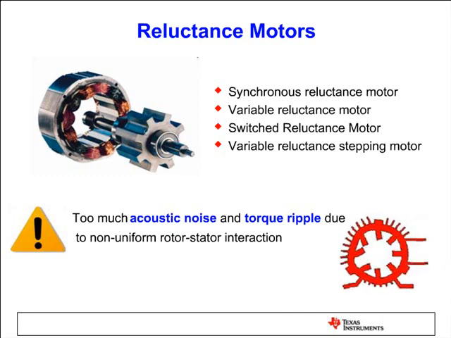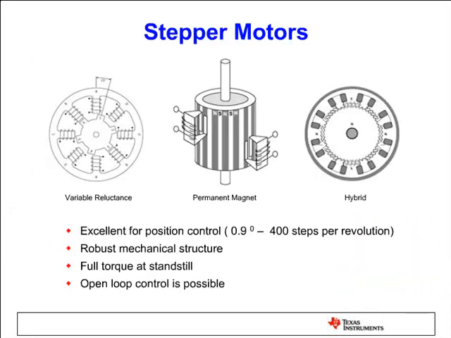And the next type of motor is step motors. I'm sure you all know about step motors. There are three types: variable reluctance step motors, PM step motors, and hybrid motors. Hybrid motors are the new topology, very popular, and excellent for position control. You can go up to 400 steps per revolution. So if you need very precise position control, hybrid step motors are perfect candidates for these kinds of applications.